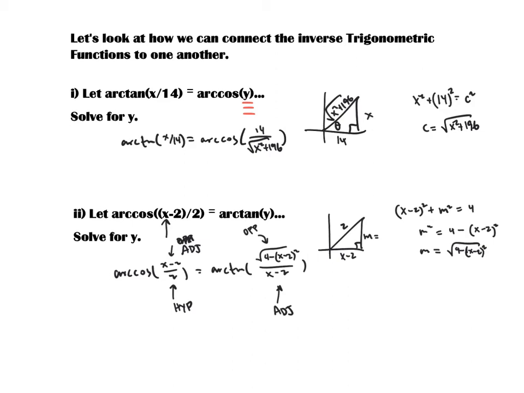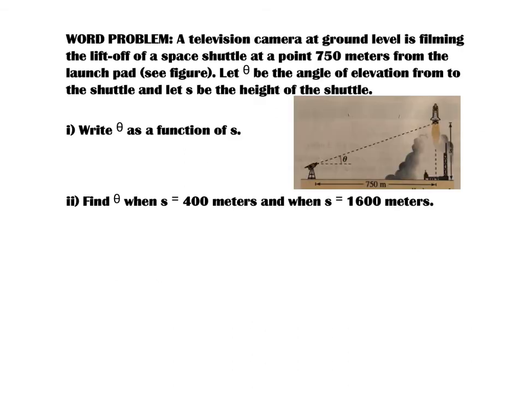Okay, I got 2 more slides on some word problems and then we'll be good for today. Let's take a look at this word problem. A television camera at ground level is filming the liftoff of a space shuttle at a point 750 meters from the launch pad. You can see that in the diagram here.